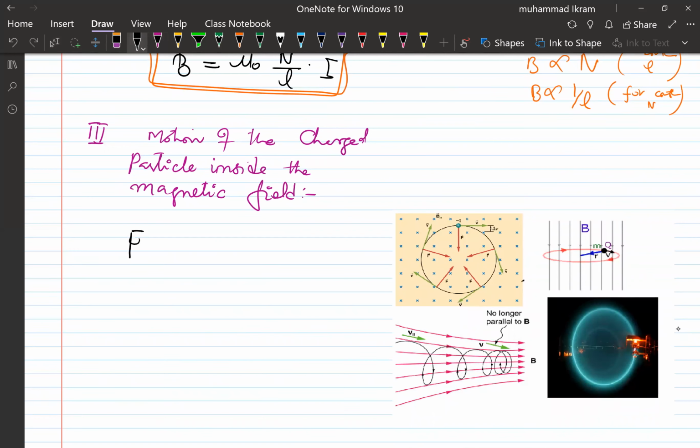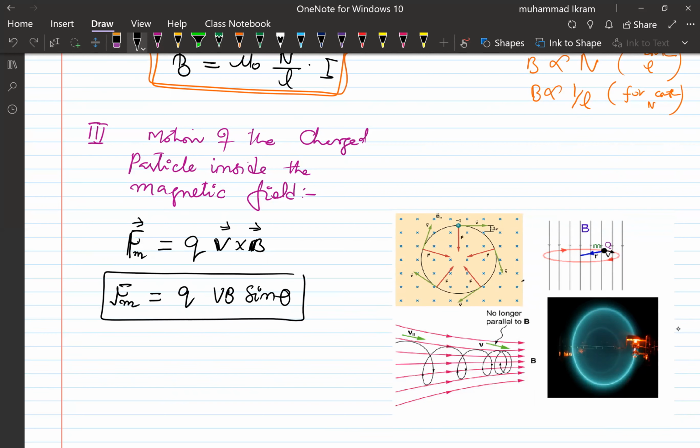That is, the charged particle experiences a magnetic force which is equal to q into v cross B, right? Now, what does this mean? In terms of magnitude, this force equals q into v B sine theta, right? Q into v B sine theta.